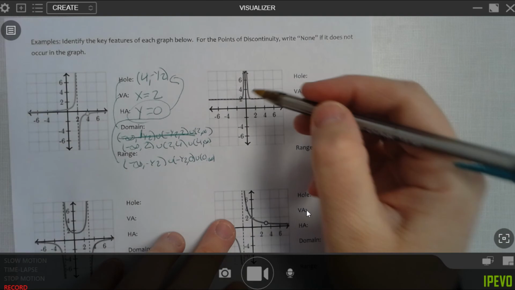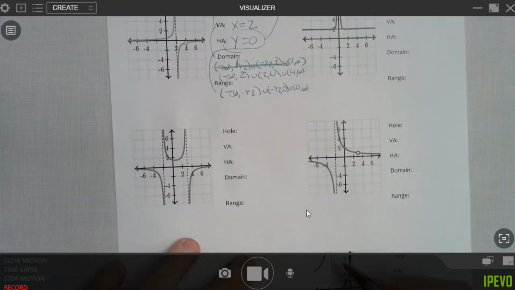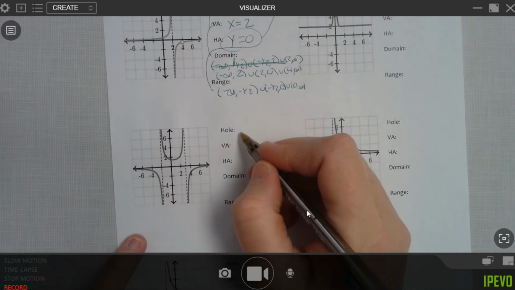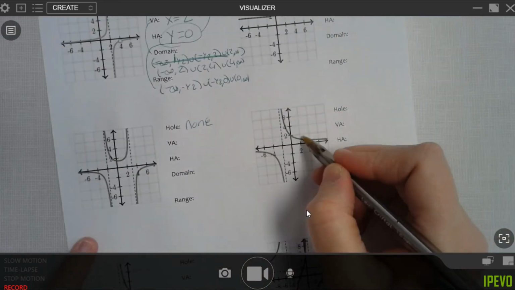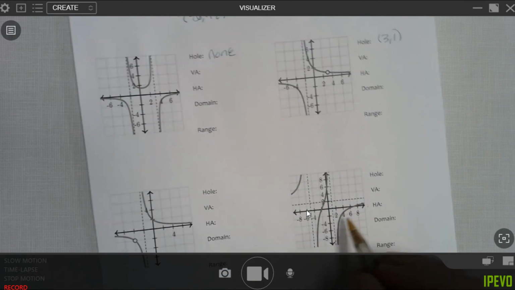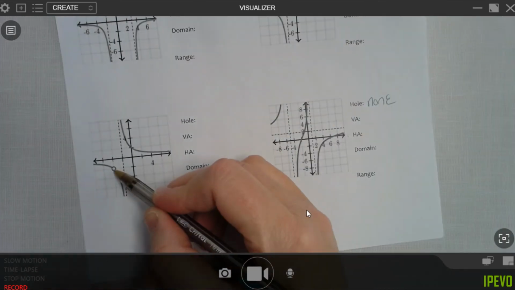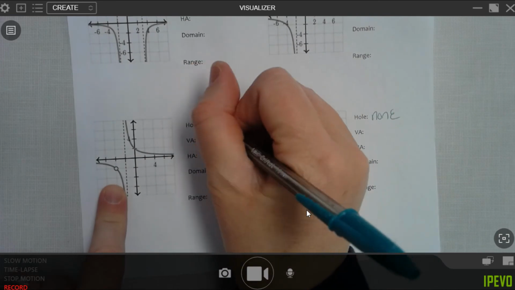All right, so this one right here, that looks like there's no holes, so I'm going to put none. Let's just go around and do the holes. This one right here looks like there's no holes. This one, there's a hole right here, so I'm going to call that 0.31. And then there's no hole on this one. And then this one looks like it has a hole at negative 4, negative 2.